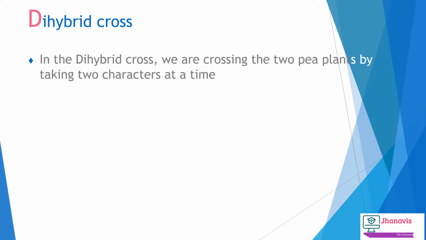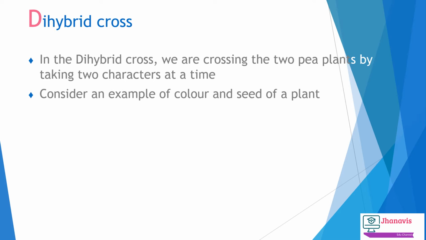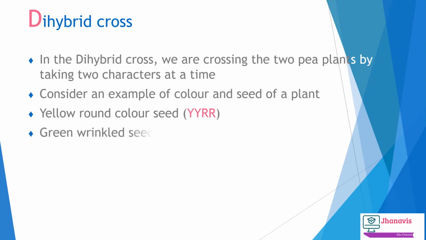Now we are talking about a dihybrid cross. The name says di means two, so we are taking two characters at a time to show a cross. Here I am taking an example of the color and the shape of a seed. The color of the seed is green or yellow, whereas the shape of the seed may be round or wrinkled.